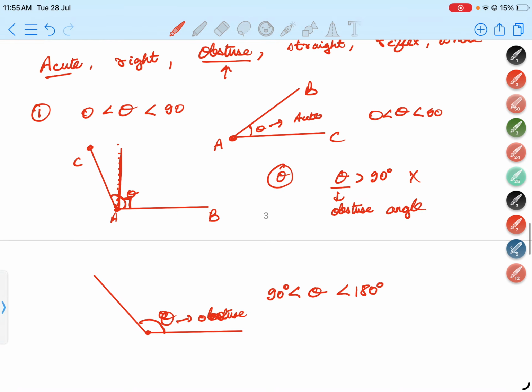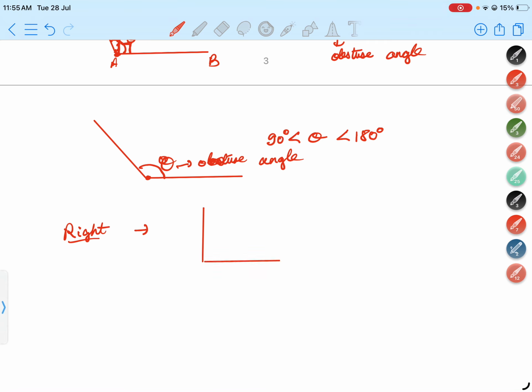And right angle, as the name suggests, is the angle of 90 degrees, or when two line segments are perpendicular, that is AC and AB. If these are perpendicular, then this theta is known as a right angle and theta here will be 90 degrees.